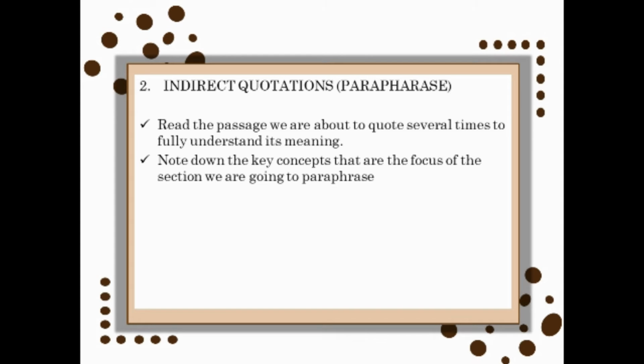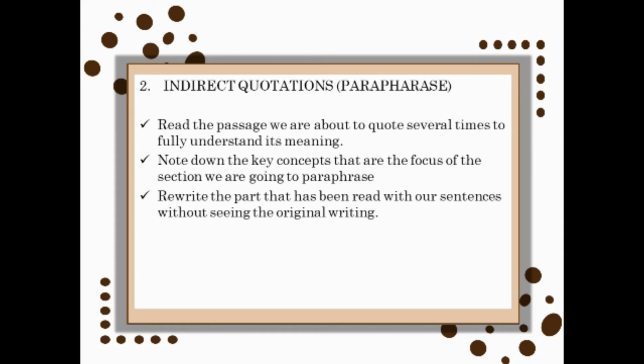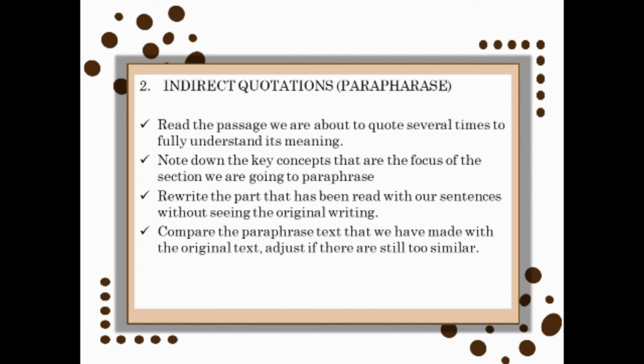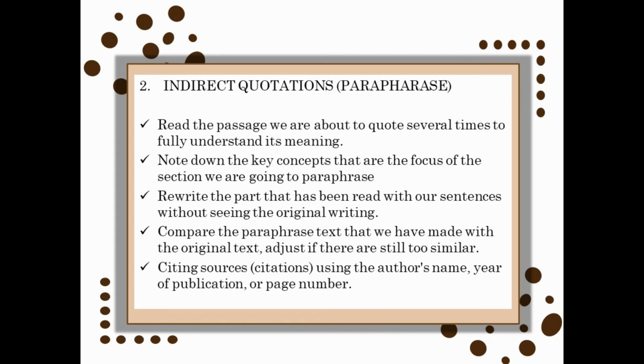The second, note down the key concepts that are the focus of the section we are going to paraphrase. The third is rewrite the part that has been read with our own sentences without seeing the original writing. The fourth, compare the paraphrased text that we have made with the original text. Adjust if they are still too similar. And the last, cite the source, using the author's name, year of publication, or page number.